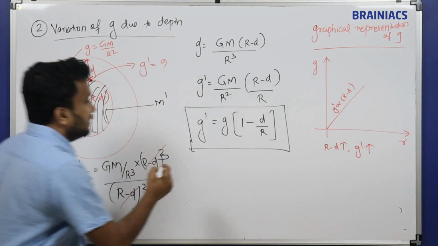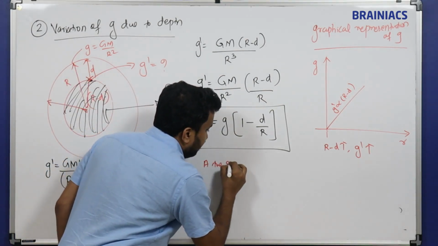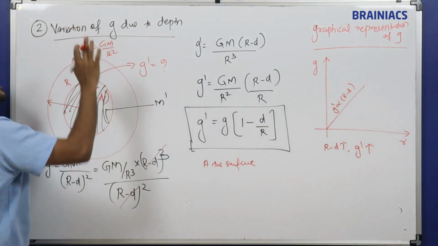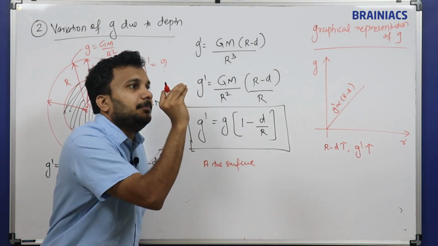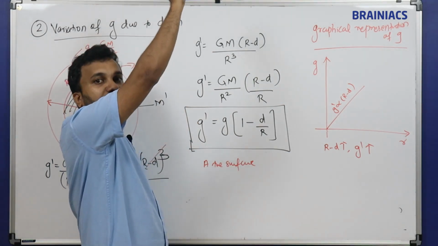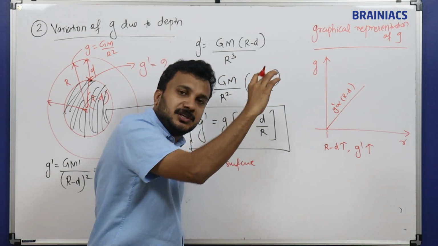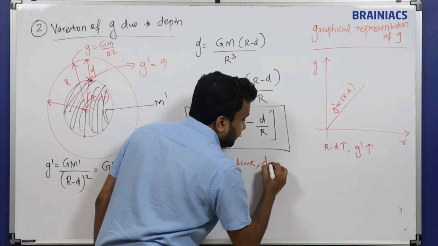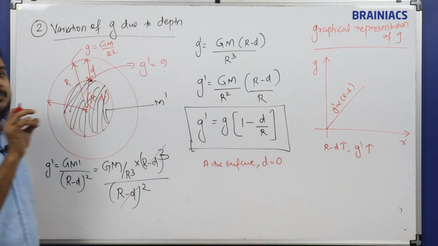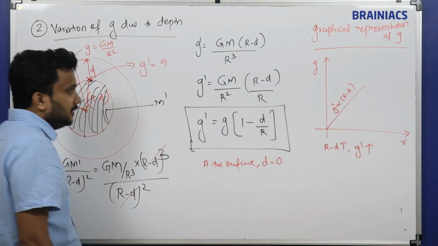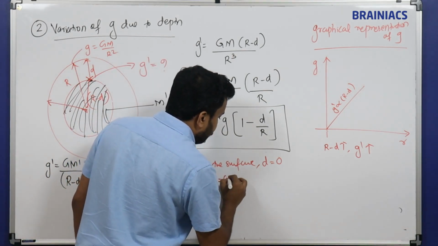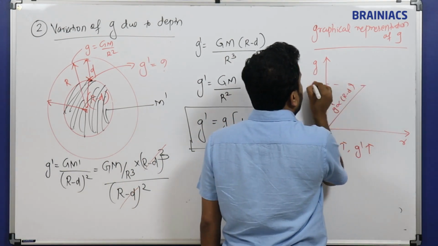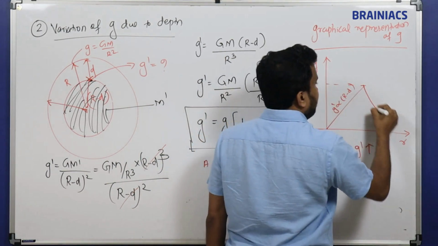Next, at the surface, if you are reaching the surface, d is reducing. Now I am going from the center towards the surface, so d is reducing, R minus d is increasing. When I am at the surface, depth is equal to 0. There is no depth. So only the radius. So g will be equal to GM by R square. So g will have its maximum value at the surface. Then g will be reduced.